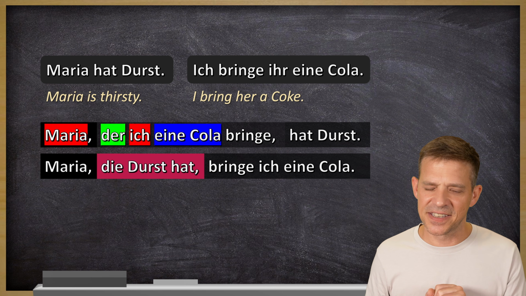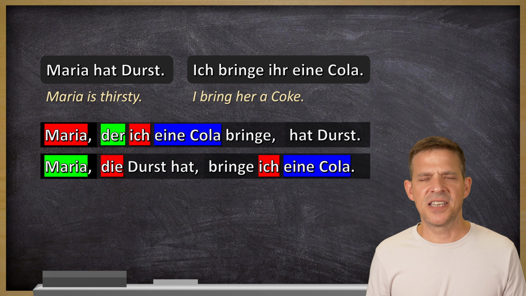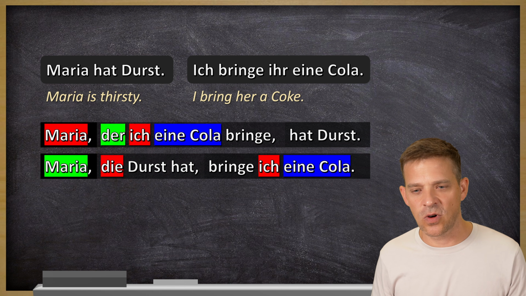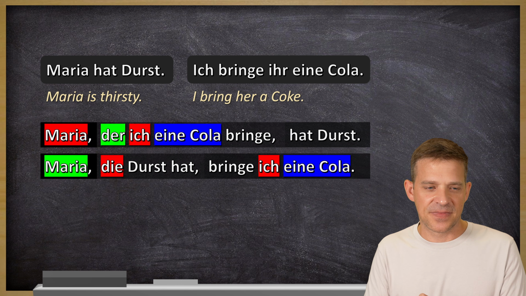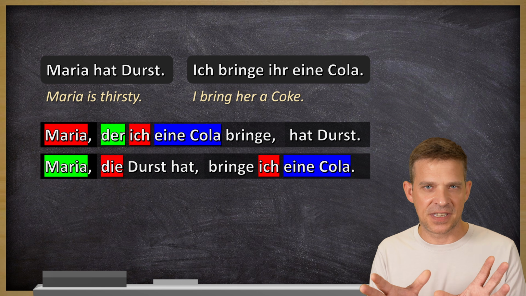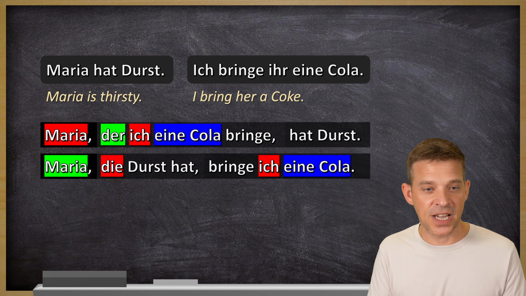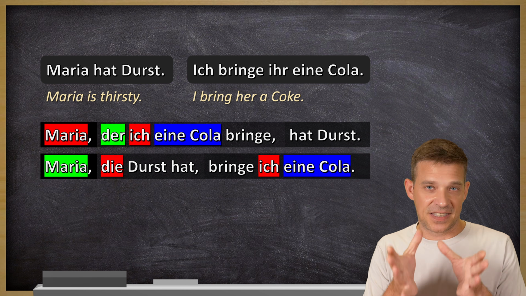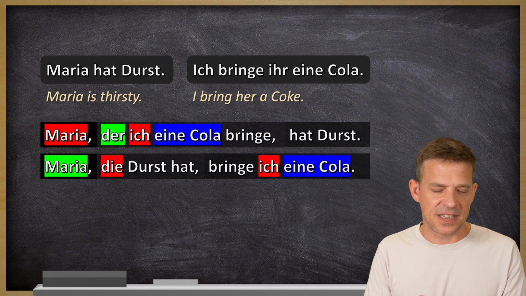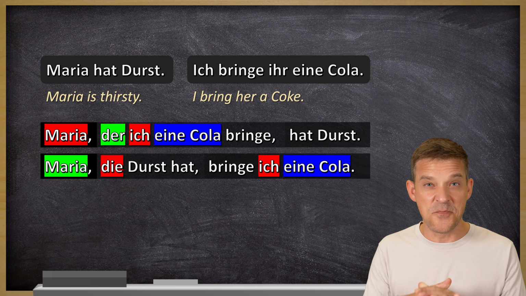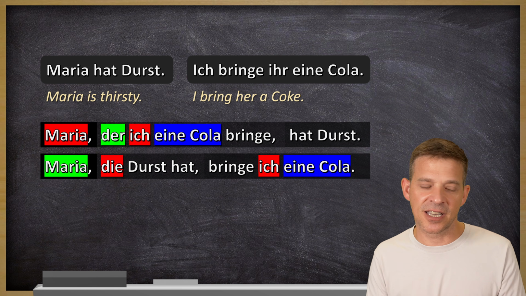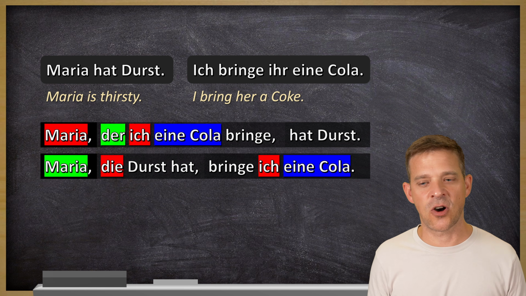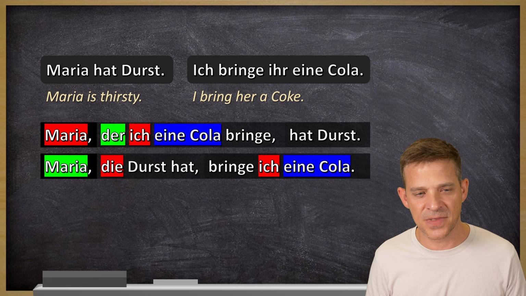Now for the second sentence, Maria, die Durst hat, bringe ich eine Cola. Maria, who is thirsty. So first for the relative clause, we have this die, there is no other thing than just Durst, this is just the object. So die is the subject of the sentence in nominative case. And for the main clause, bringe ich. You see this ich there, that's the subject, therefore Maria actually becomes the object in dative.